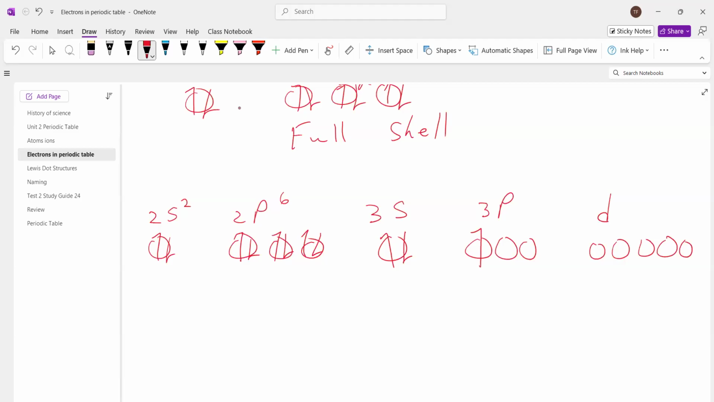Now the question is, do I mark down the D's even though there are not enough electrons to go around? Usually not. Usually they don't include the D's that are totally empty, or if the P's are totally empty, they usually don't include them. I like to put them down just to be complete.